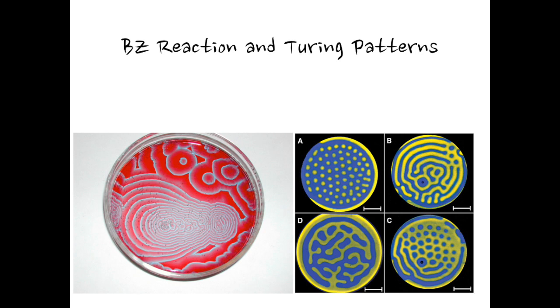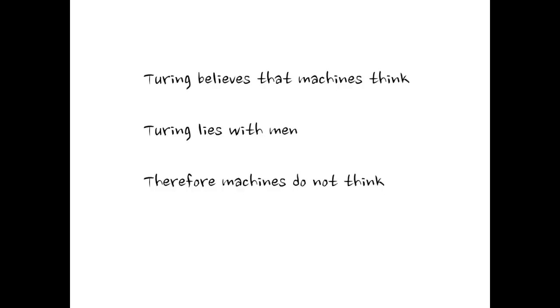There is a kind of contradiction or paradox in these processes, which are both self-creating and self-constraining at the same time. It reminds me of the syllogism that Turing came up with as a kind of a joke, because he had a pretty good sense of humor even after he was arrested and convicted for being a homosexual. It's a version of the Cretan liar's paradox. All Cretans are liars, said the Cretan. Turing believes that machines think. Turing lies with men, therefore machines do not think. There is, of course, a pun on the word lie here.